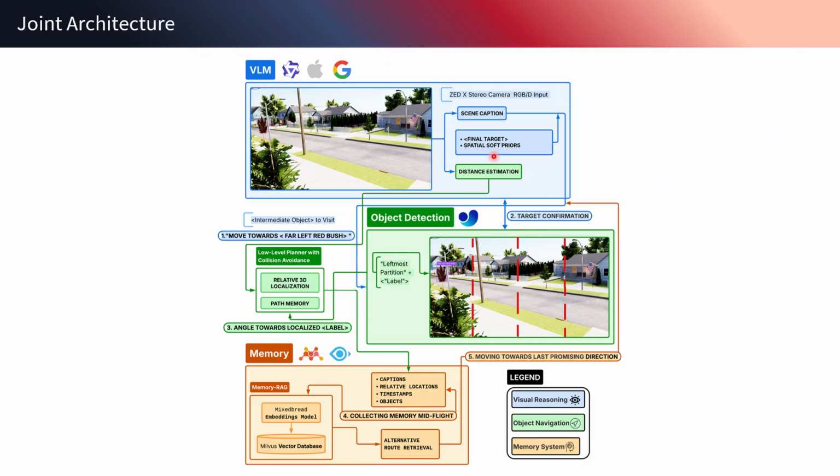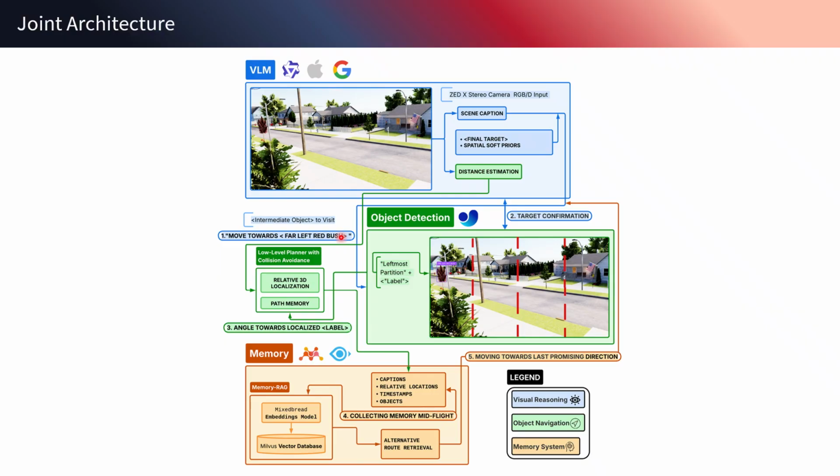So the idea is we would be getting the soft priors, we would be getting the scene caption, and then we would query our VLM as to where to go that is most relevant to our final target, for now at least, unless it's visible, of course. So our output could be: move towards far left red bush.